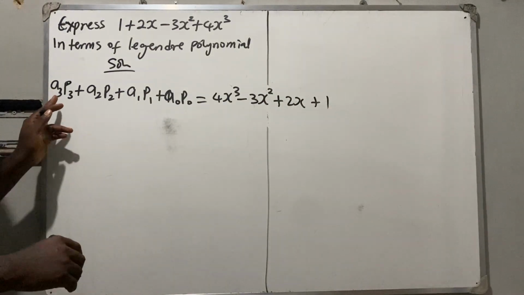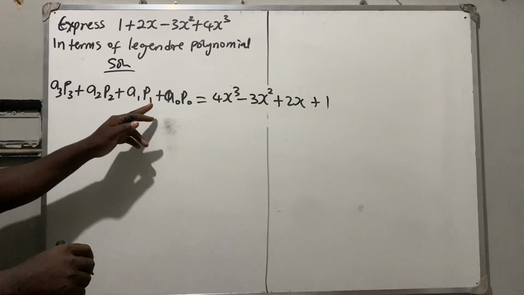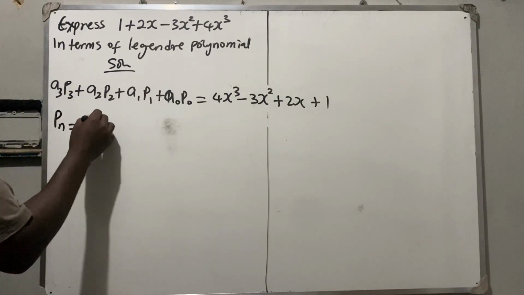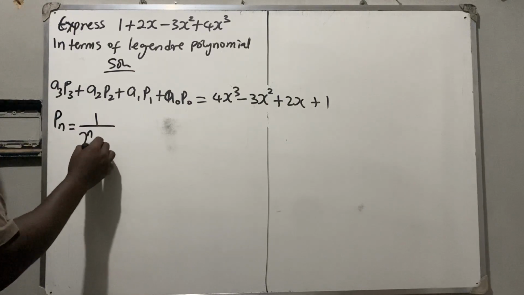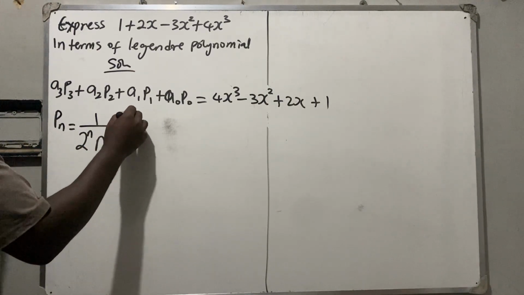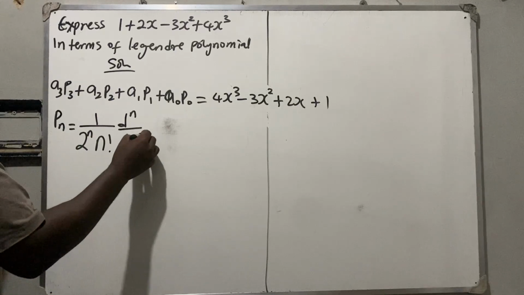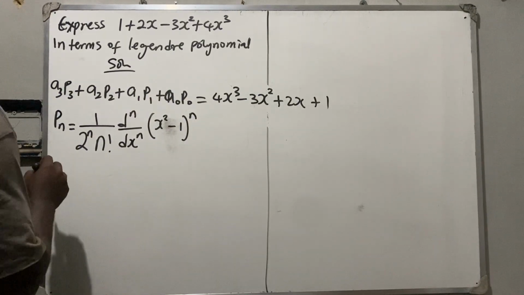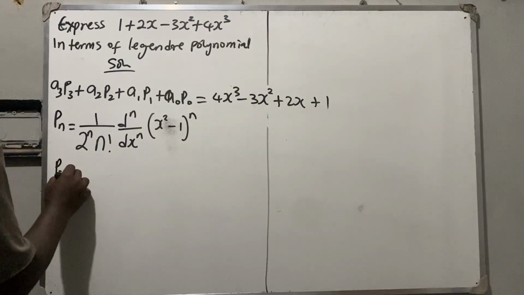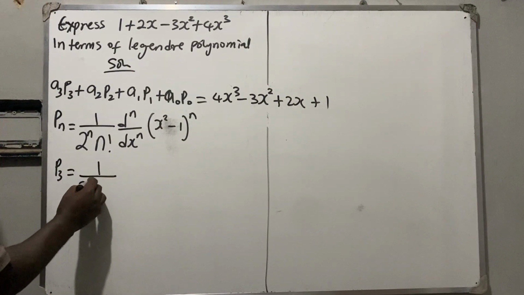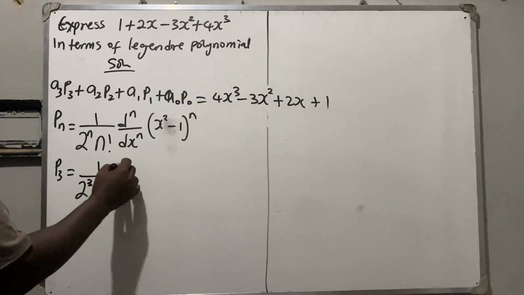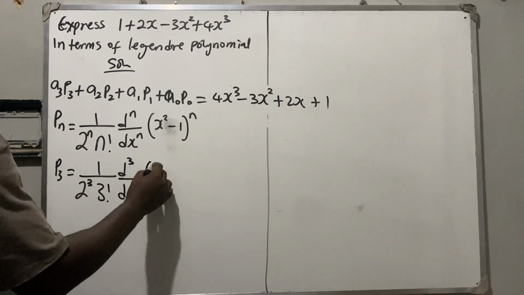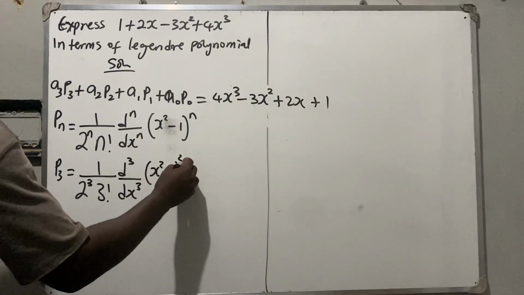Okay, so now we need the value of P1, P2, P3. So first of all, let's start with P3. But I know that Pn is equal to 1 over 2 raised power n factorial, then the d^n over the dx^n of x squared minus 1 raised to power n. So for us to find our P3 will now be equal to 1 over 2 raised to power 3, then 3 factorial of the d^3 over the dx^3, then into x squared minus 1 raised to power 3.